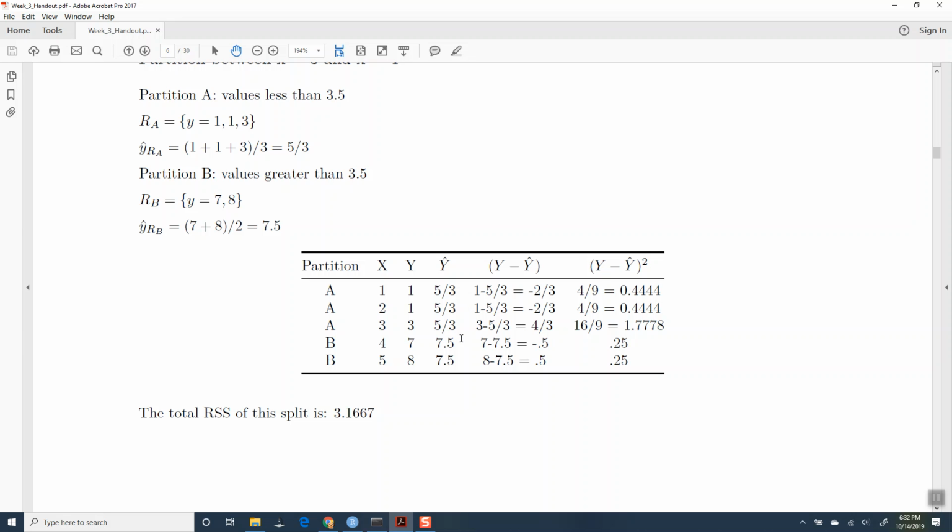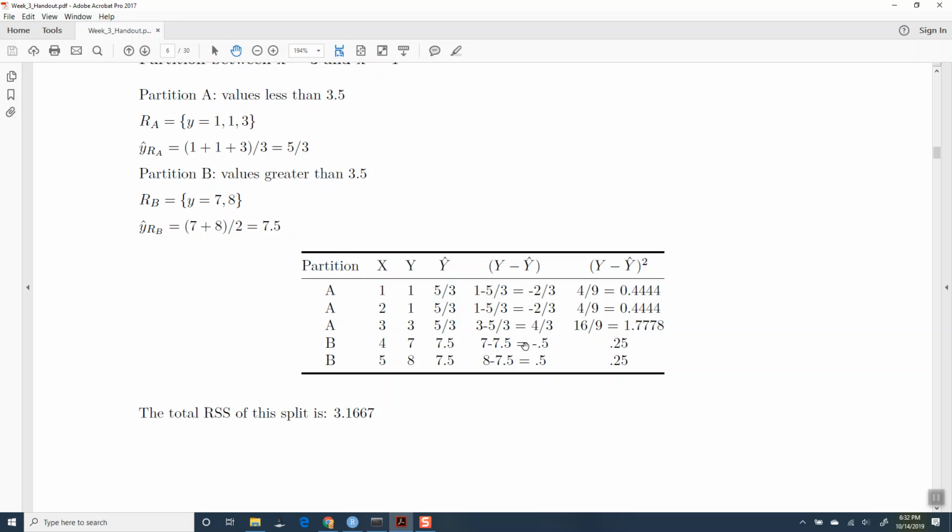Okay, wait, what? I'm sorry, is 1.67, okay, 1 2/3, okay? So if I do 1 minus 5/3, I get negative 2/3, and I just take the difference, negative 2/3. And 3 minus 5/3 is 4/3, okay?